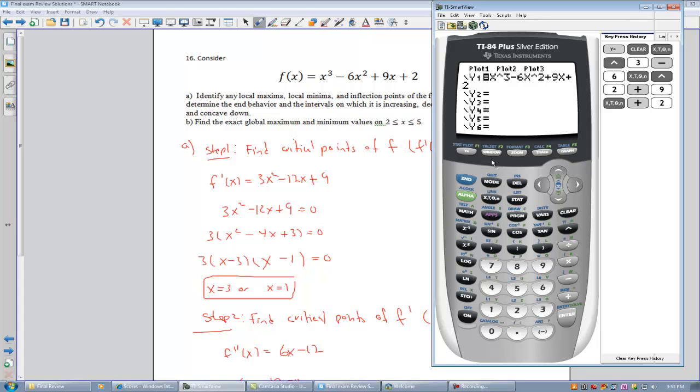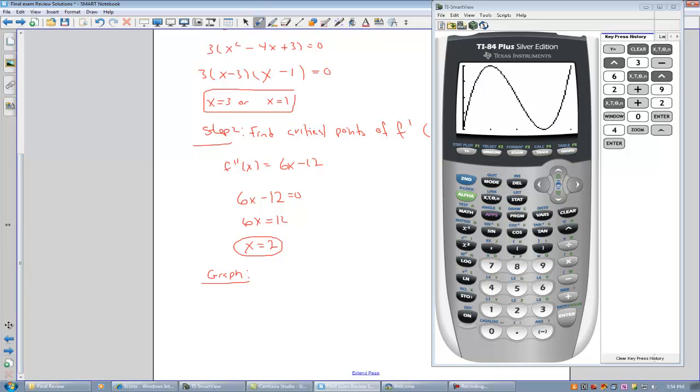And I'm going to make my window. I'm going to set my minimum x value at the smallest number I found. So I found 1, 2, and 3. So the smallest one would be a little bit less than 1, so 0. Right, so you want to go a little bit to the left of it. Now the biggest one I found was 3, so I'll do a little bit more, so that's 4. And then I'll zoom fit it. I should get a nice looking picture, which I do.